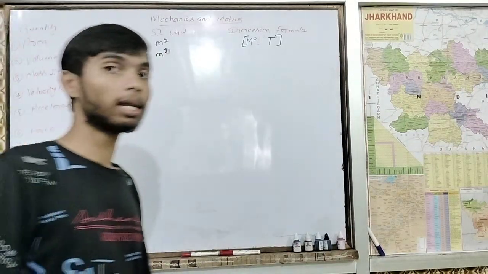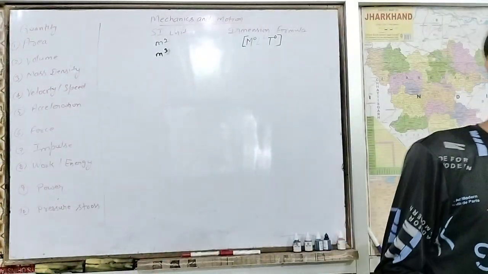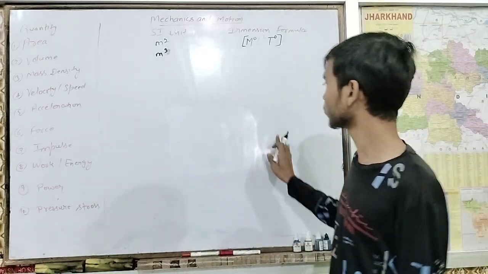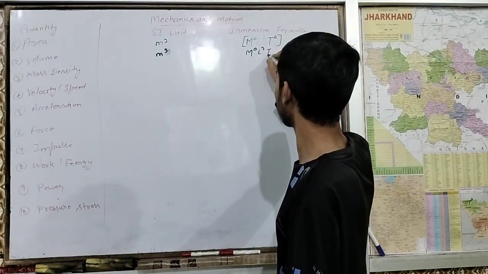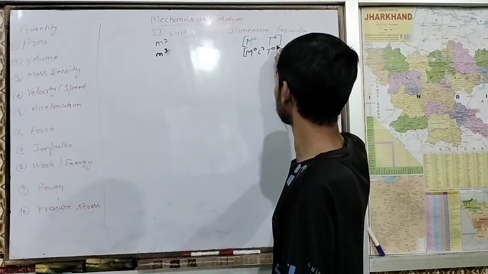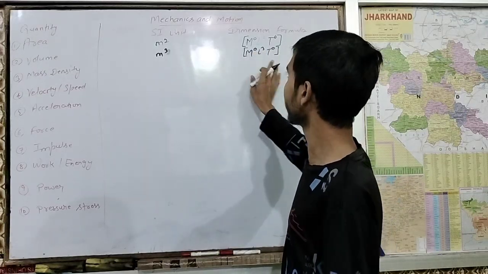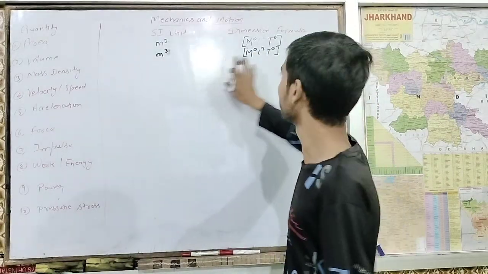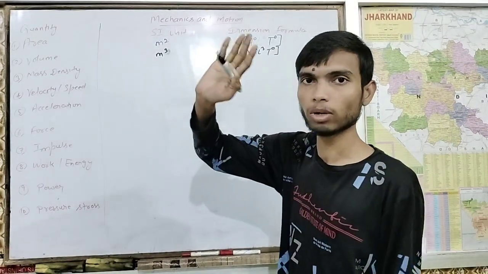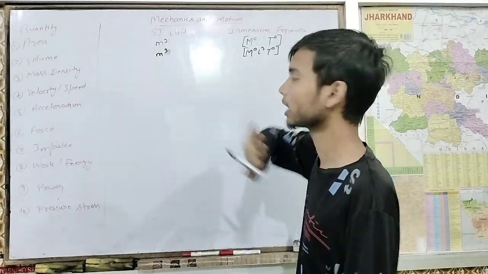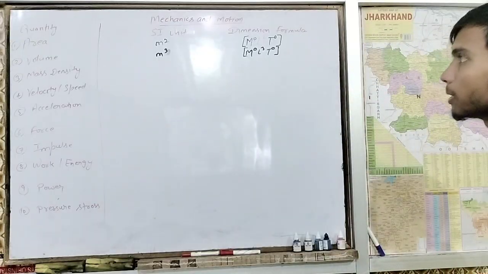Now here the exponent of L is what? 3, and M is 0. M is 0, L is 3, and T is 0. T is 0 because we don't have time. M is 0 because we don't have mass. In this we have only length, and the exponent is 3. Clear?